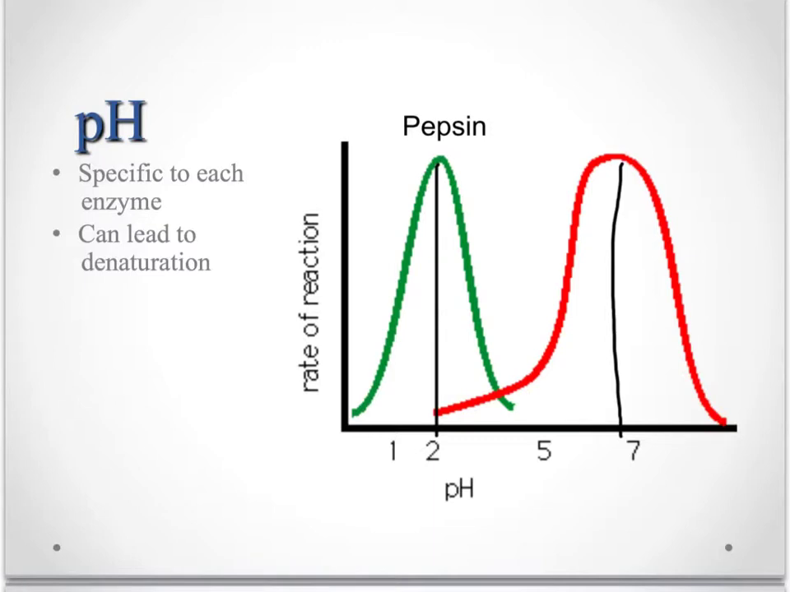So we can say with reasonable certainty that the red line represents pretty much most of the other enzymes in our bodies. When we're looking at the red line, we can see that if we go beyond 7, then it starts to become very alkaline and the rate of reaction drops off quite sharply. That's because we're going outside of the optimal range for that particular enzyme.